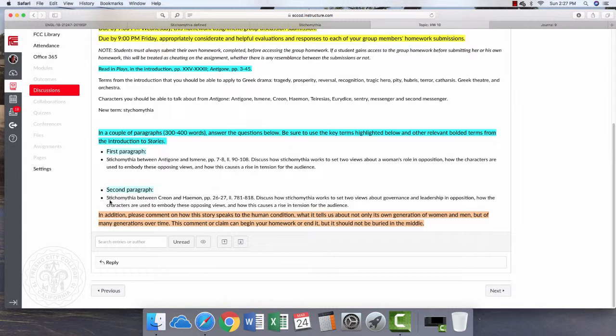And then a second paragraph, we have stichomythia between the characters Creon and Haemon. Creon is the king, Creon is also a father. Haemon is a prince, and Haemon is Creon's son. And this exchange takes place between pages 26 and 27, lines 781 to 818. You are to discuss how stichomythia works to set two views about governance and leadership, kind of either or, you can pick one.